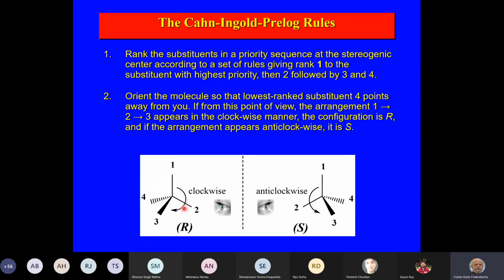If you go in a clockwise manner, then we call it R. And if from 1 to 2 to 3 you go in an anti-clockwise fashion, which is like a mirror image of this R, it is called S. So it's simple.